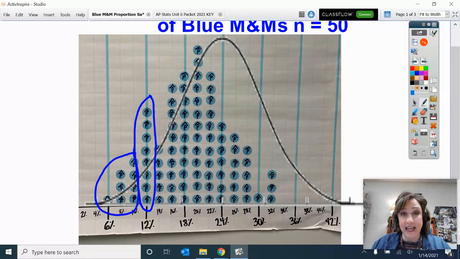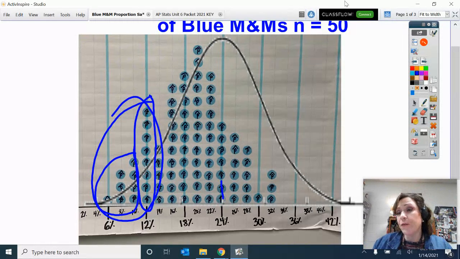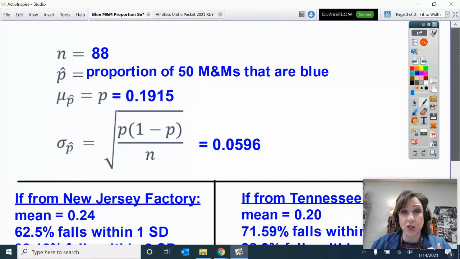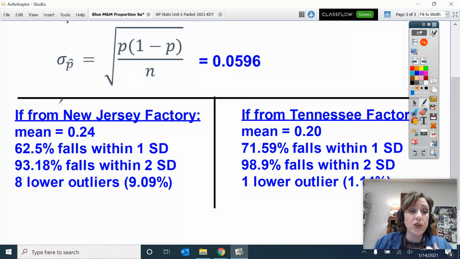When we do a hypothesis test in a couple of units, if you get an outlier amount, you would reject the claim that it came from the New Jersey factory, and you would conclude that the mean is actually less than 24%. The inference we make later this year won't say that we determine what the mean is. We just say it's definitely not 24%. Now, you know our empirical rule: 68% should be within one standard deviation, 95% within two standard deviations, and so on.